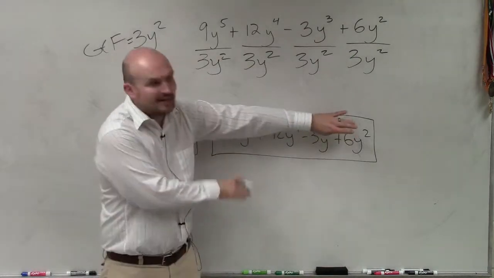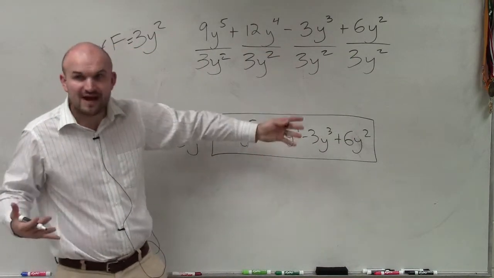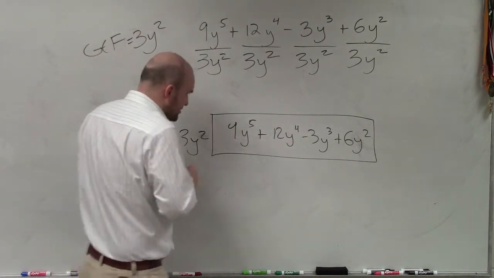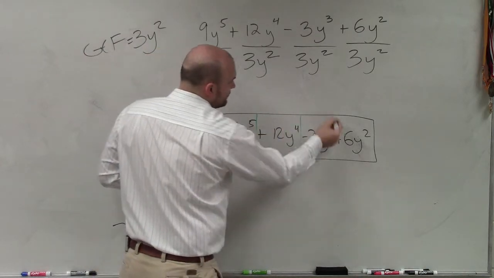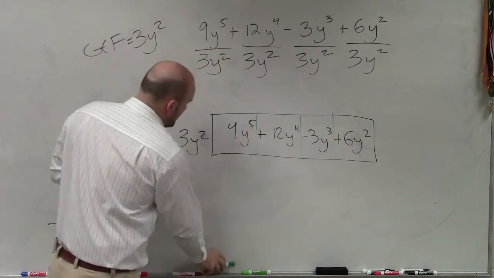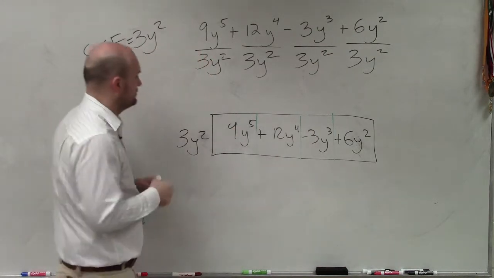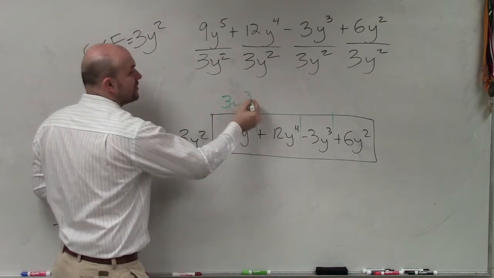If you want to forget about the box and just do it like this, fine. If you just like understanding the box, fine. But you choose one side length, and now what we do is we break these up into four different boxes. 3y squared times what gives me 9y to the fifth? 3y cubed.